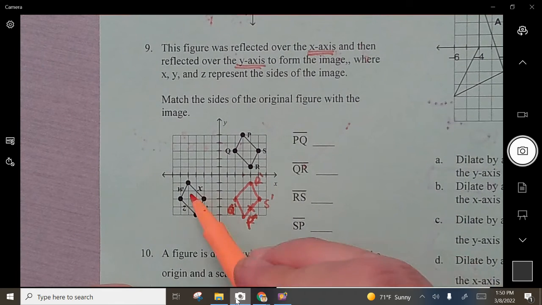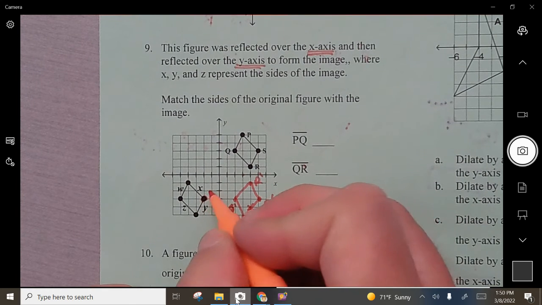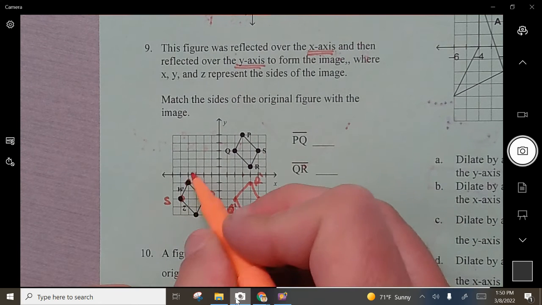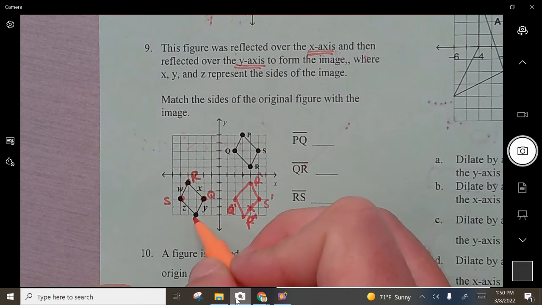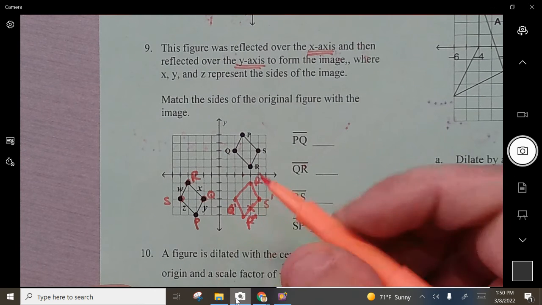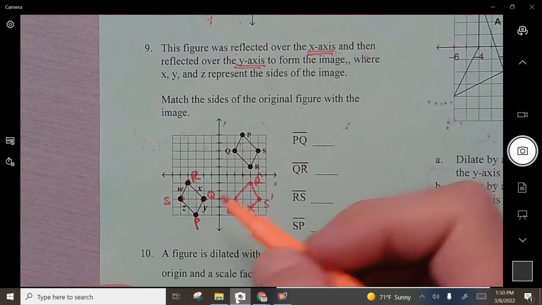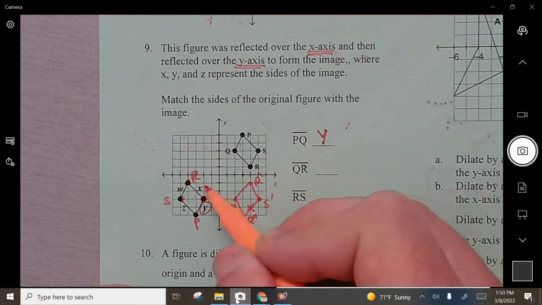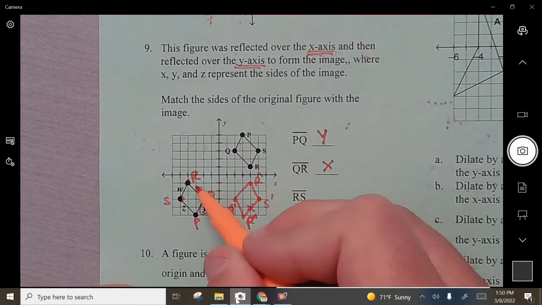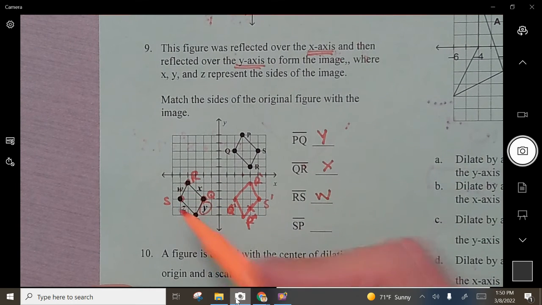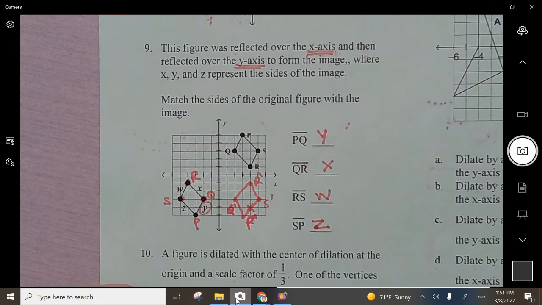Then it got reflected over to this side. So this would have been Q, S, R, no, P. My bad. No, this is R and this is P. My bad. All right. So then when it asks for PQ, PQ is going to be Y. QR, the letter X, RS, W, and then SP, Z. Okay, that's a weird one. We're going to have to get through that though.